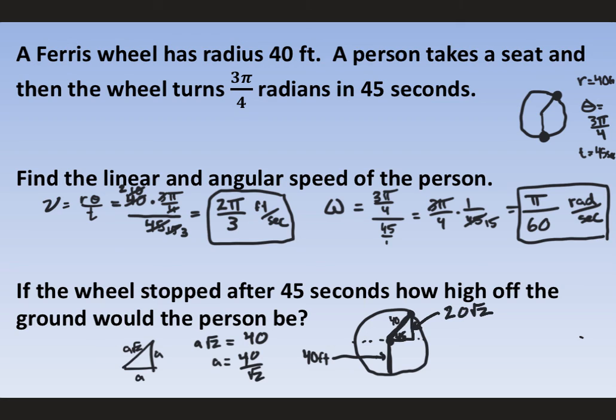Well, you now know that the person we're talking about is 20 root 2 feet above the midline, and then the midline is 40 feet above the ground. If we add those two together, we get 40 plus 20 root 2. You can't combine those, unfortunately, because one of them has the root 2. And then we just add our units of measure, feet. So the person is 40 plus 20 root 2 feet off the ground.